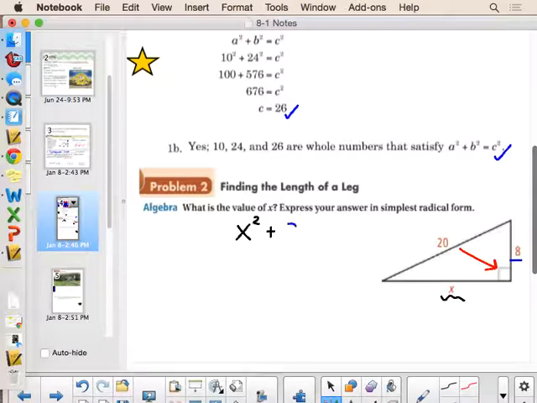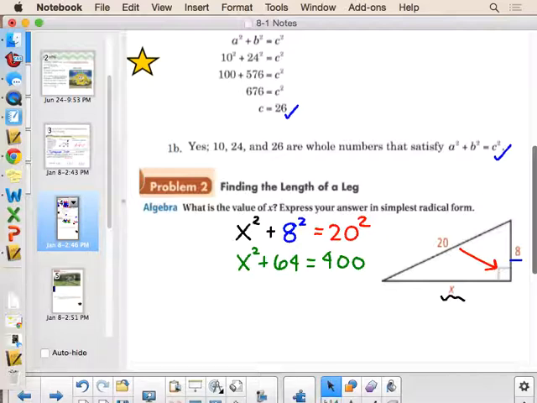So we're going to have 8 squared. We're going to set this equal to our hypotenuse squared, so 20 squared. All right, so we're going to start to solve for our variable here. So we have x squared plus 8 squared, which is 64. 20 squared is 400. Next thing I'm going to do is subtract 64.